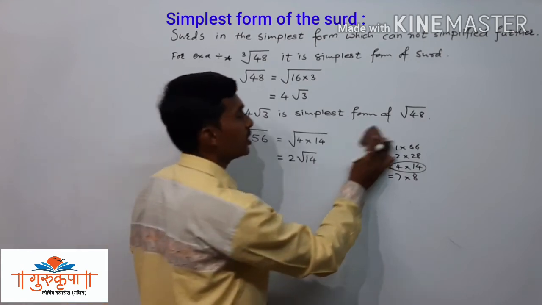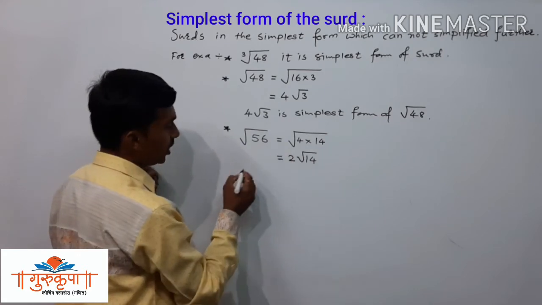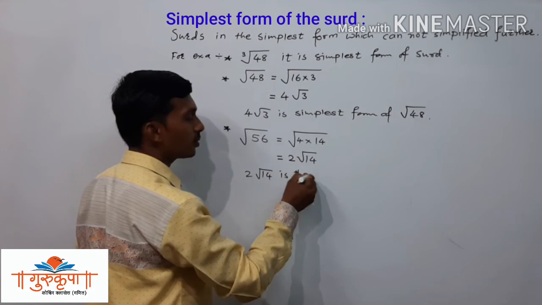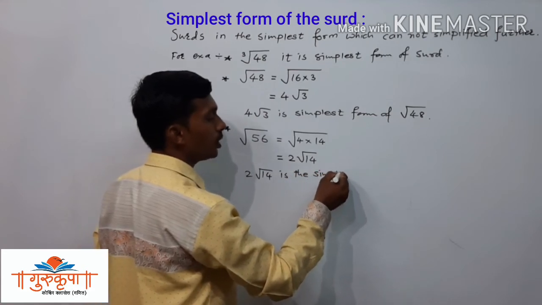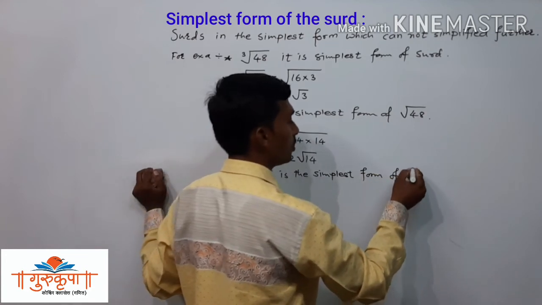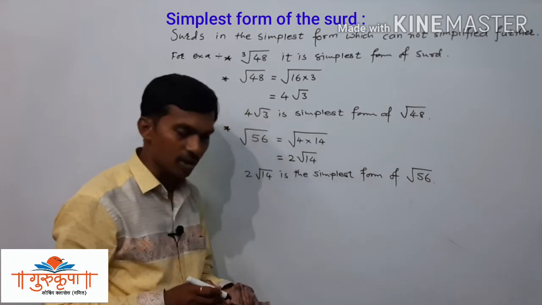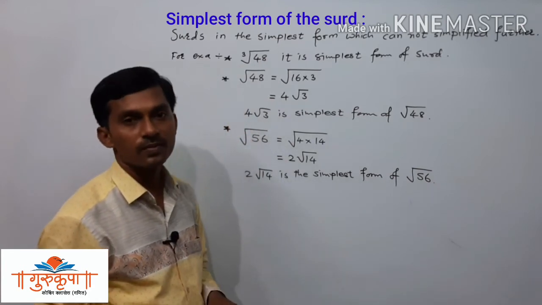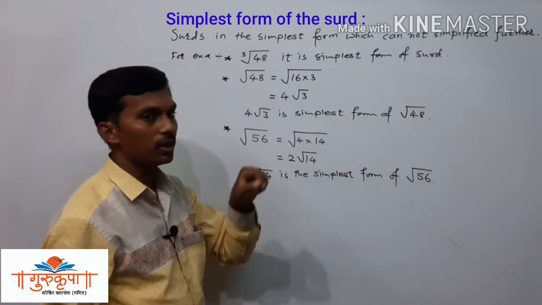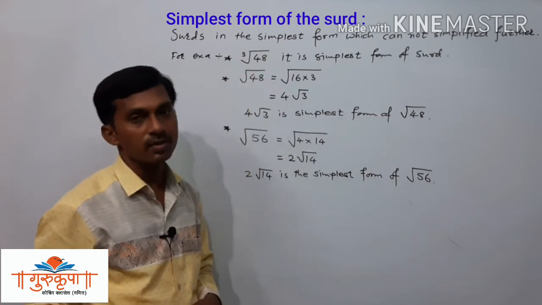That is not possible since this is the simplest form of the given surd. So here you can write 2 root 14 is the simplest form. 2 root 14 is the simplest form of the surd square root of 56. Square root of 56 is not in the simplest form, so we write it in the simplest form, that is 2 root 14. So this is all about the simplest form of the surd.